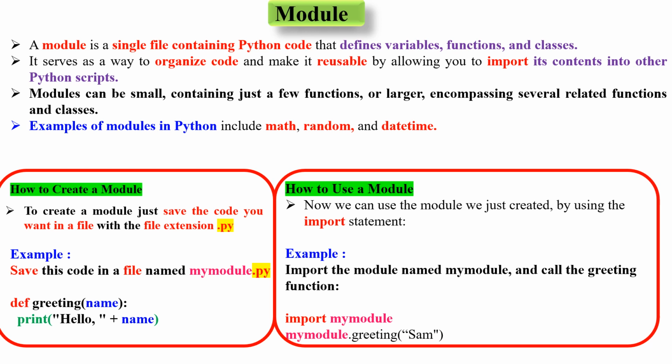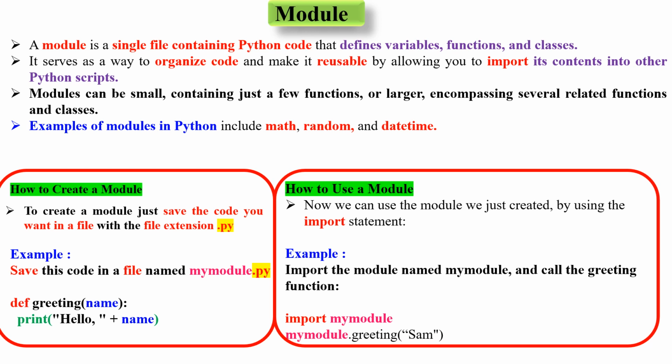Look at the first box. How to create a module. To create a module, just save the code you want in a file with the file extension .py. Example, save this code in a file named mymodule.py. def greeting(name): print("Hello, " + name).